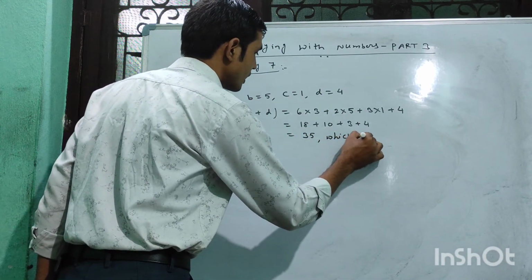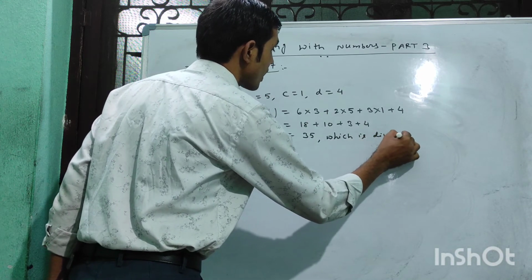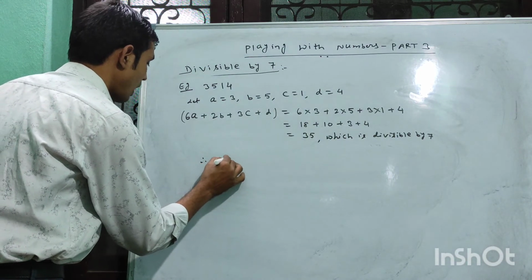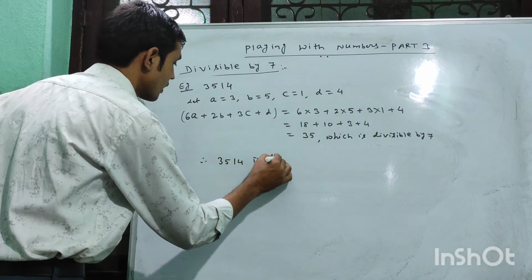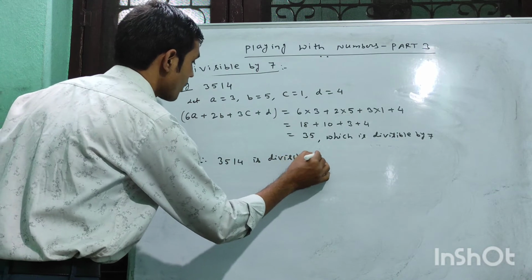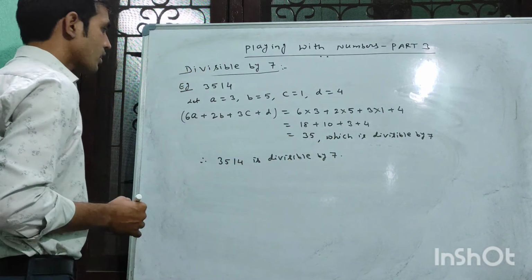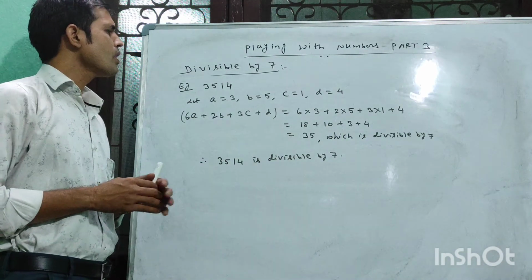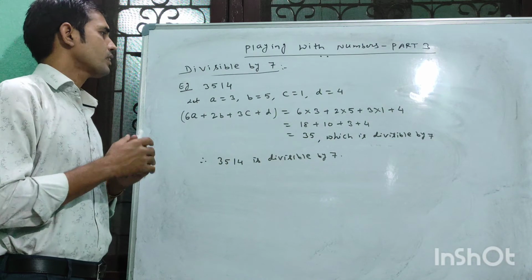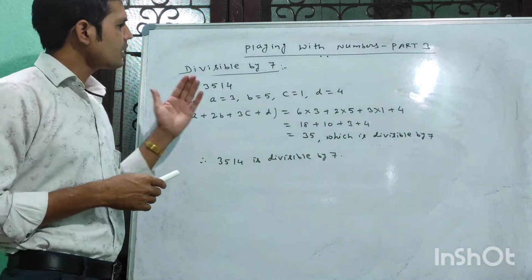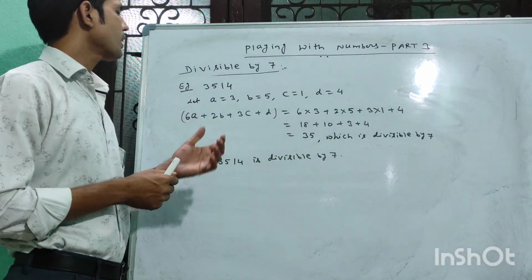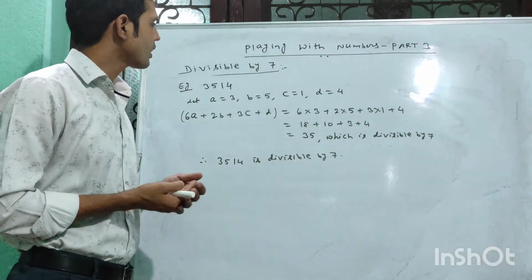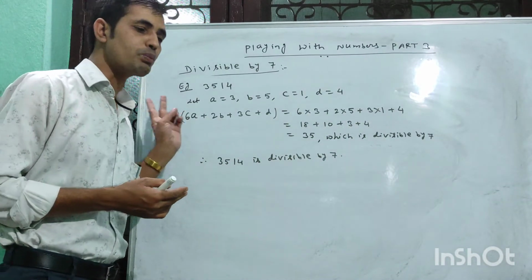So what do we get? 35 is divisible by 7. Therefore, 3514 is divisible by 7. So this is the process for 4-digit numbers. Is it clear? So if any 3-digit numbers are given, and you want to check whether they are divisible by 7, or any 4-digit numbers are given, you can go through these two processes. Okay?